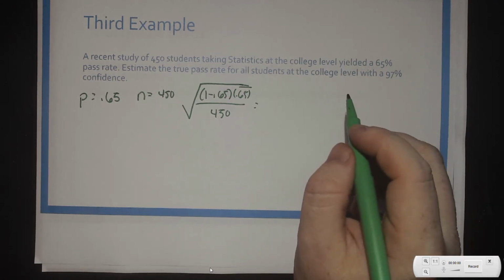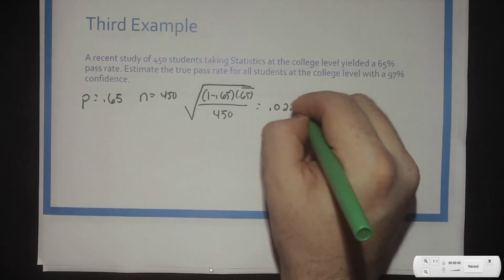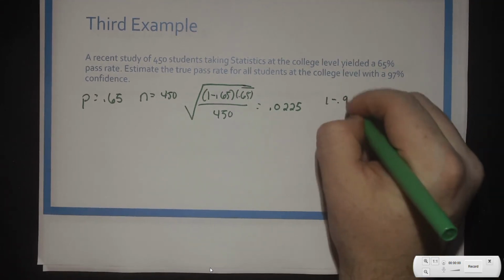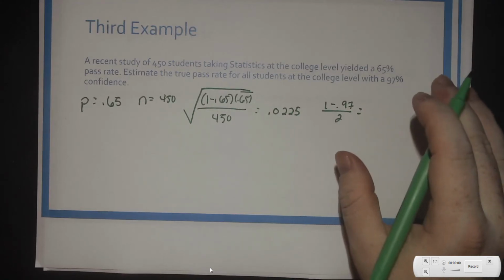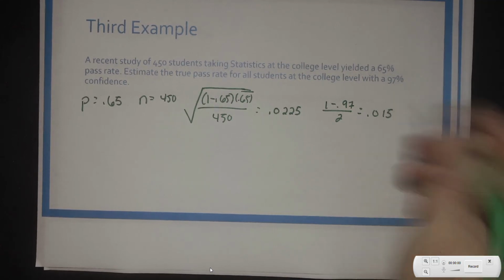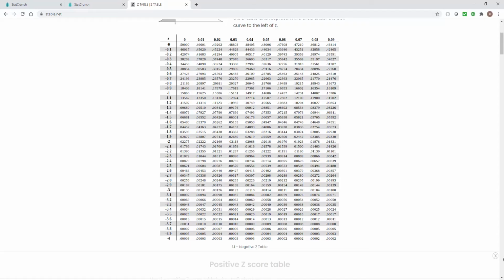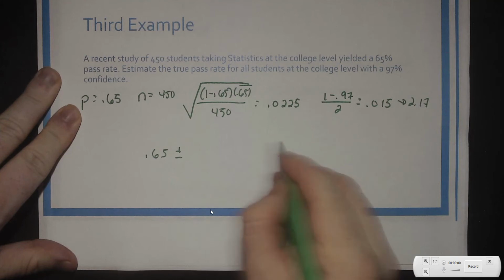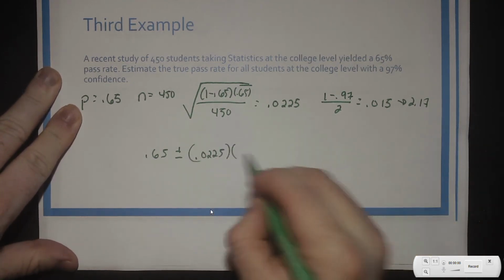So let's see. 0.0225. Okay, and then I need to find my length factor. So that's going to be 1 minus 0.97 divided by 2, which gives me 0.015. And so I want to look that up in my Z chart. I think fortunately this one comes out to be one really nice one. So let's see, 0.015, 0.01. Yep, right there. 0.015 is 2.17. Okay. So let's bring this up. Okay. So now I got that, and I'm going to do 0.65 plus or minus 0.0225 times 2.17.